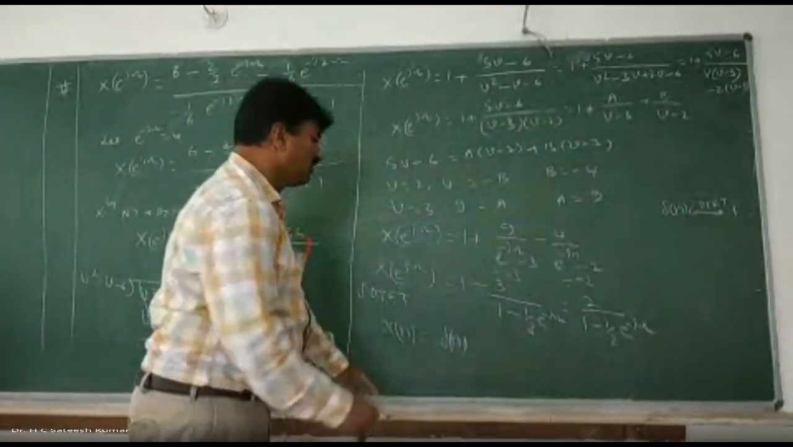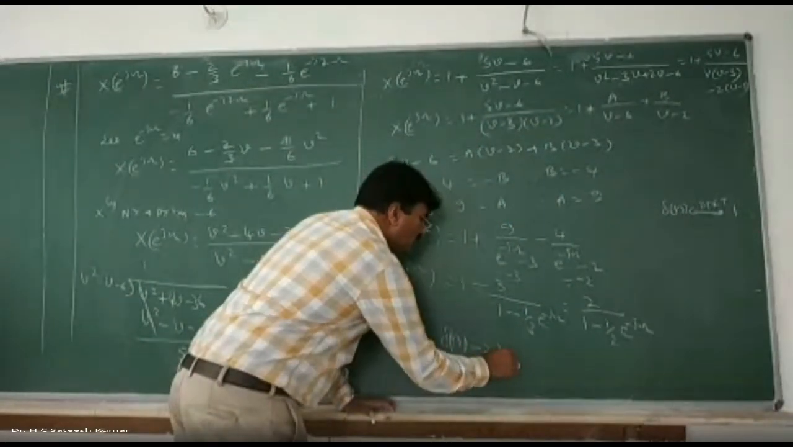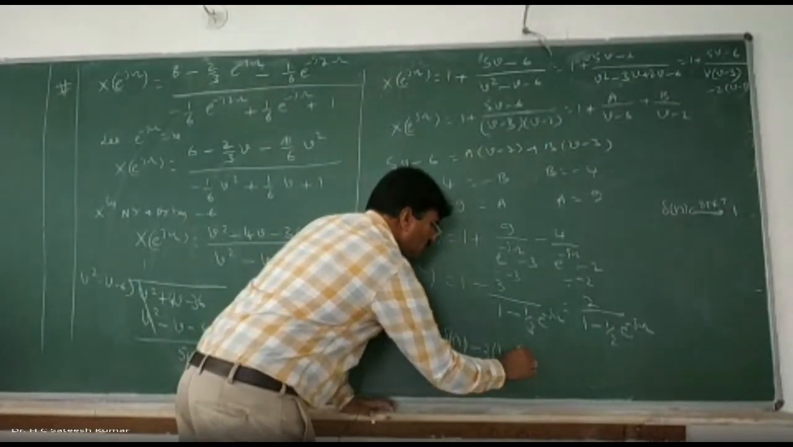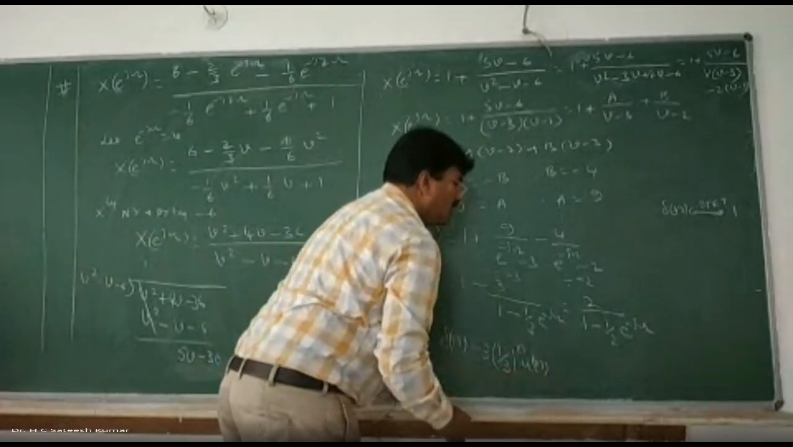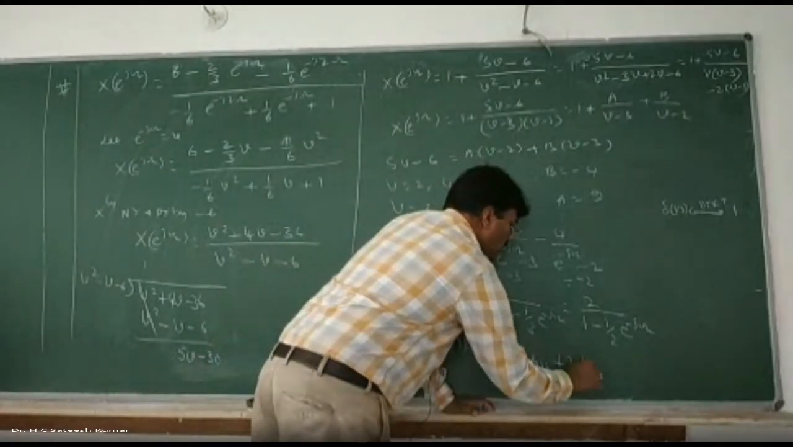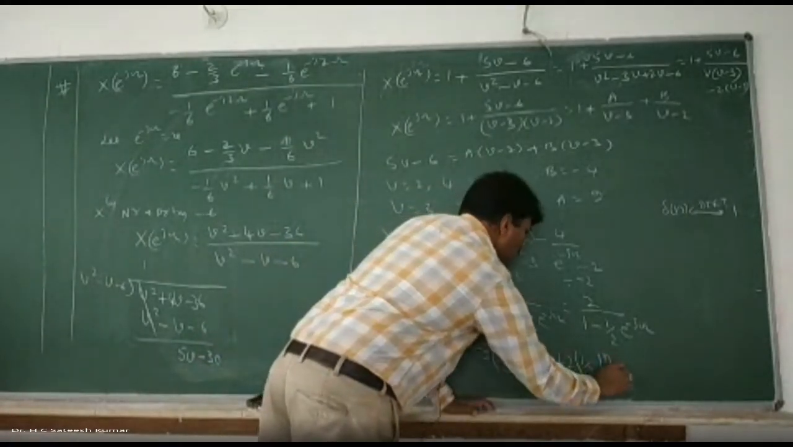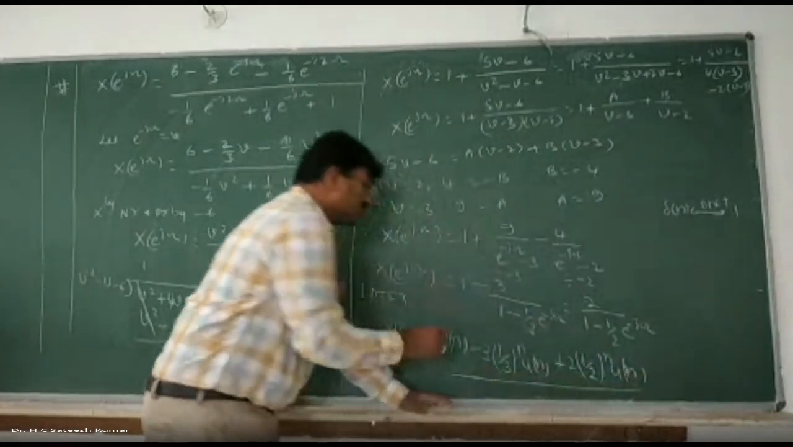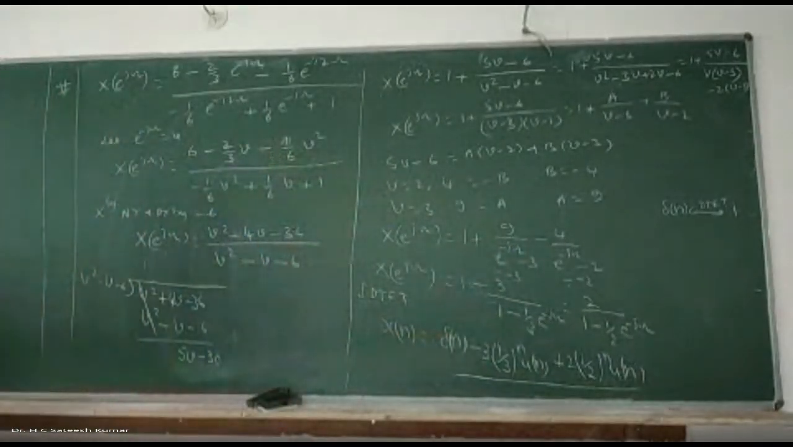So x of n is delta of n minus 3 into 1 by 3 power n into u of n, plus 2 into 1 by 2 power n into u of n. So that's how we should do it. Okay. So this is the way we should do problems of this kind.